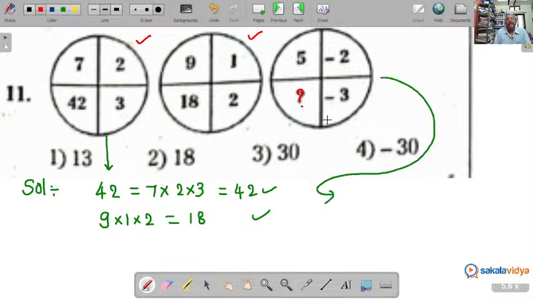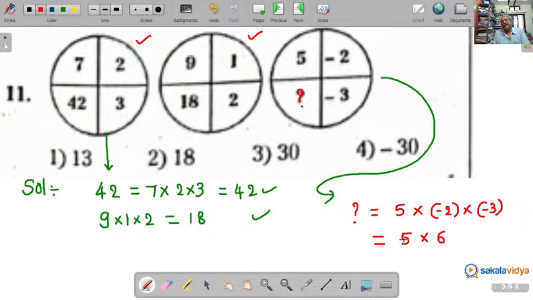Here the question mark is equal to 5 times negative 2 multiplied with negative 3. This is equal to 5 times 2 into 3, 6, negative into negative is positive, 5 6s are 30. So the missing number is 30. So the third option is the right option. I hope you might have followed.